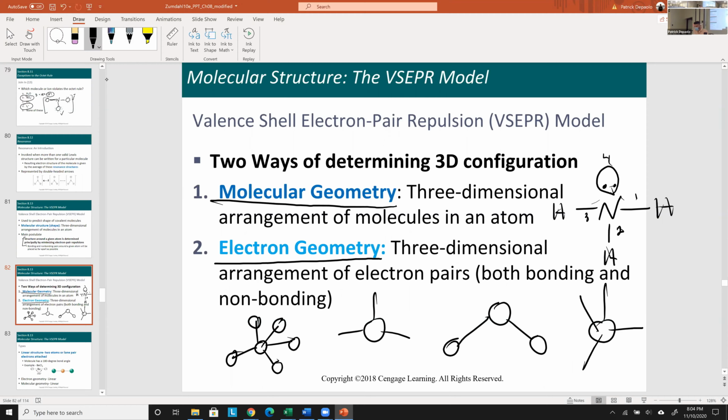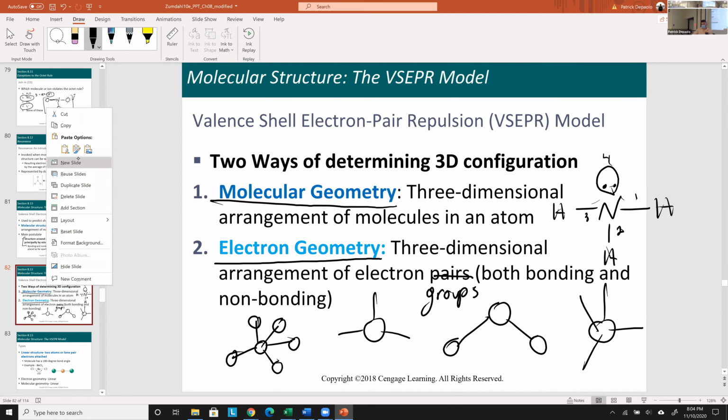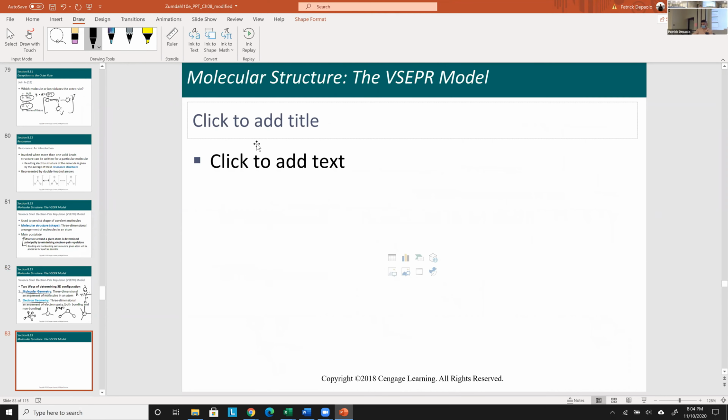Again, there are a lot of terms. I don't like the way they say electron pairs. It really should say electron groups. So change that, and I'll define groups. So for electron geometry, I'll put E group.